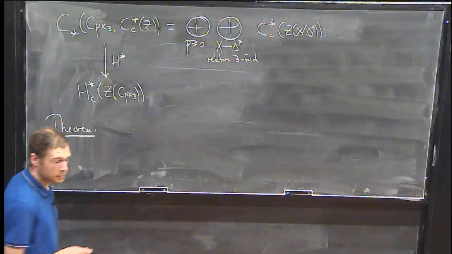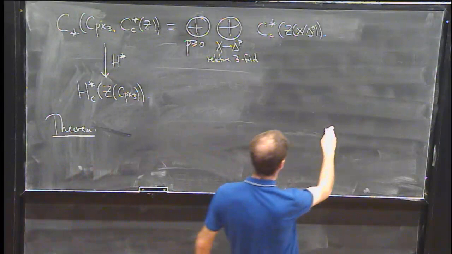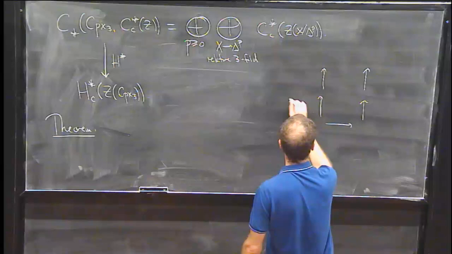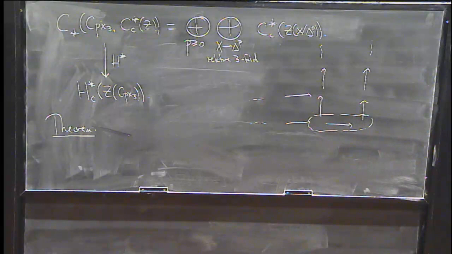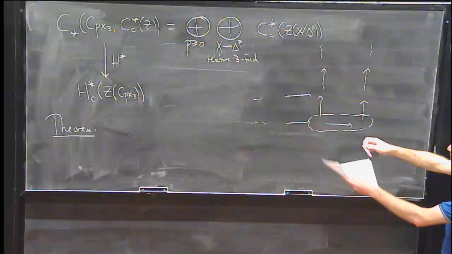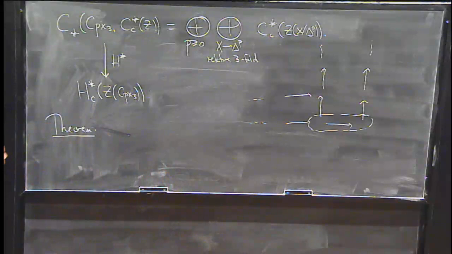So this is some big double complex, right? I guess it would look like that. And this group here is the cokernel of this map, right here. So this group is one entry of the E2 term of a spectral sequence converging to the homology of this. So this is some more horrendous invariant.